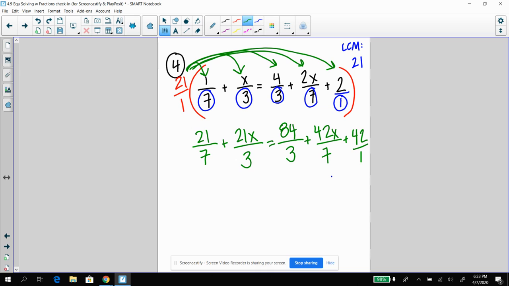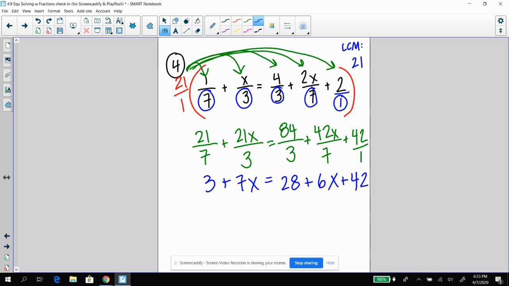So it looks like I still have fractions here, or do I? I actually don't. So let's go through and simplify everything. I get 3 plus 7x equals 84 divided by 3 is, where am I? Oh, I got it. 28. Sorry, guys. And then 28 plus 6x, and then plus 42 over 1 is 42. My order was messed up in my notes, so I apologize.